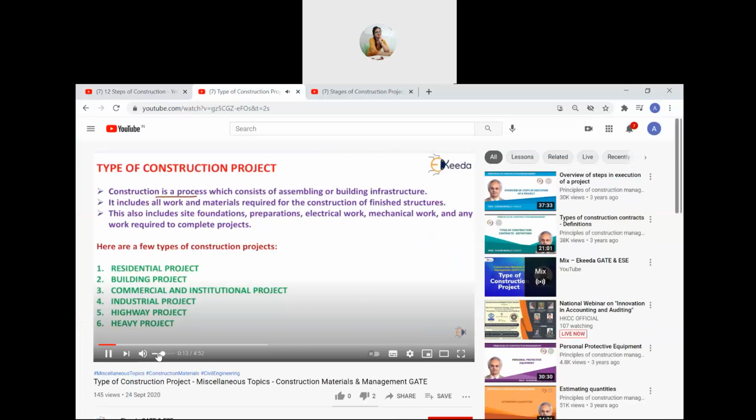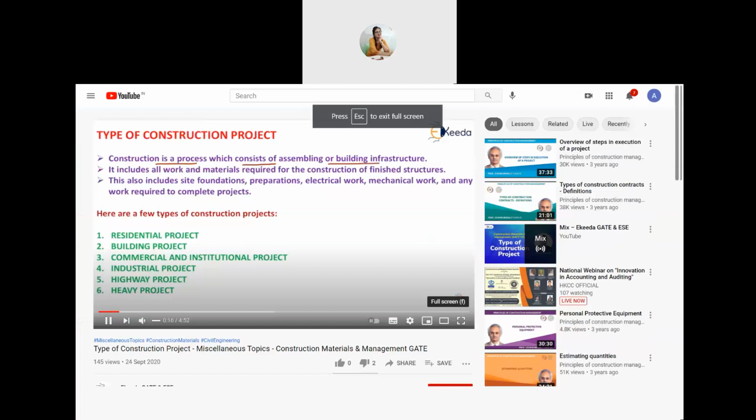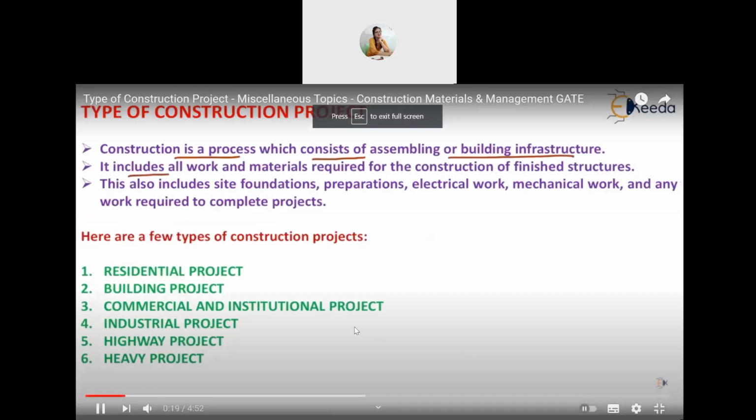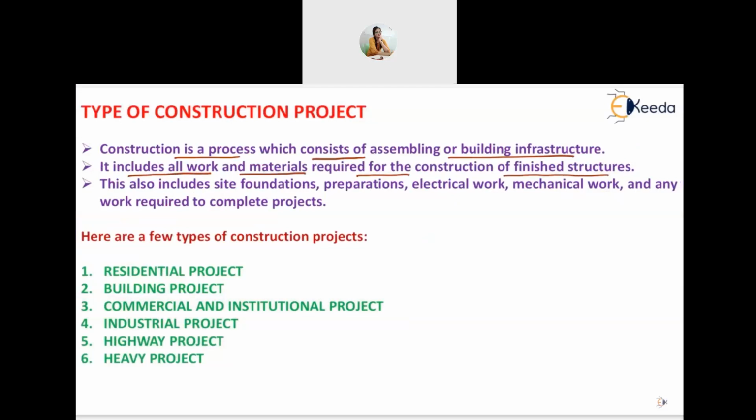Construction is a process which consists of assembling or building infrastructure. It includes all work and materials required for the construction of finished structures. This also includes site foundations, preparations, electrical work, mechanical work, and any work required to complete the project. It means that the construction project will include all the works as well as materials required for the construction work, as well as preparation for electrical work, mechanical work, or any work required to complete the project.